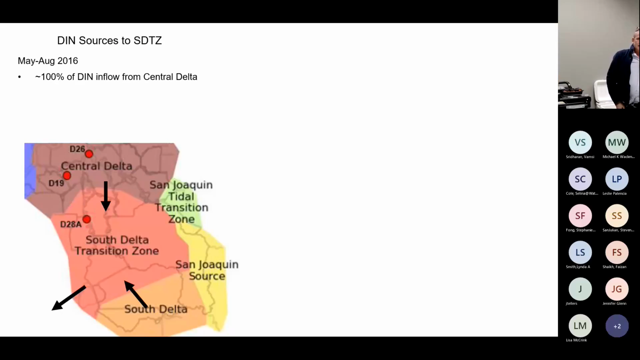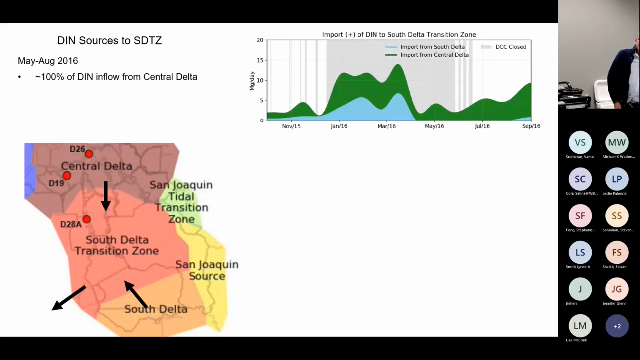So now the question is, DIN sources to another region, the South Delta transition zone, another area that's influenced by invasive aquatic vegetation. And so please, thanks. So now this is showing the import of DIN to the South Delta transition zone, and also the sources of where that nitrogen is coming from. So the blue is showing import from the South Delta, so coming from the south in this direction, and the green is showing the import from the Central Delta during this time.